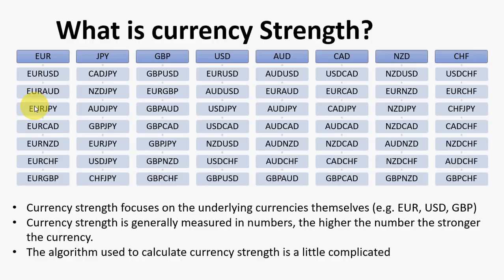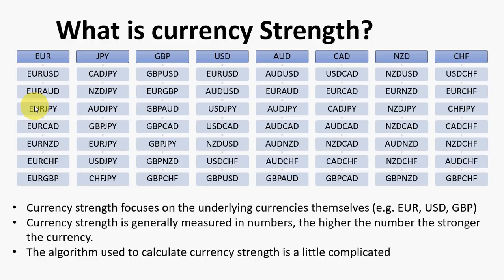Okay. However, the algorithm used to calculate currency strength is a little complicated, so we are not going to go into how to calculate it. But in simple terms, the strength value is calculated by measuring the relative move on a group of forex pairs associated with that currency. So the currency data is displayed numerically or graphically. It's up to you how you want to view this data.